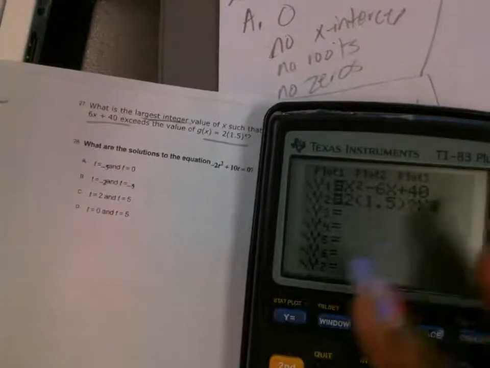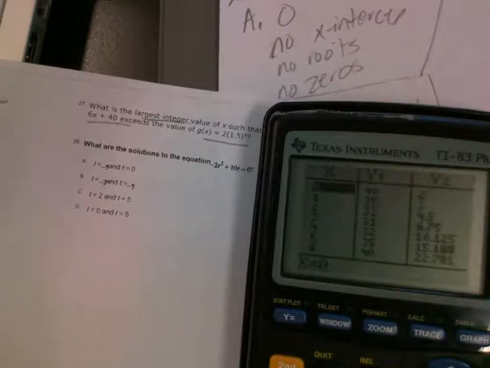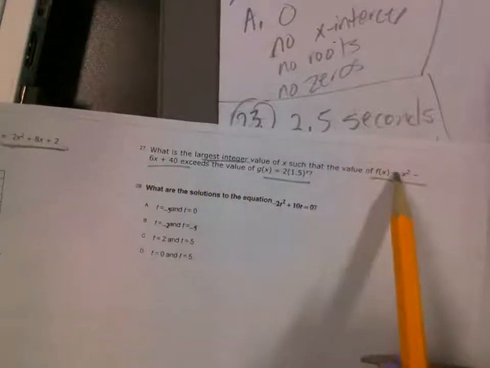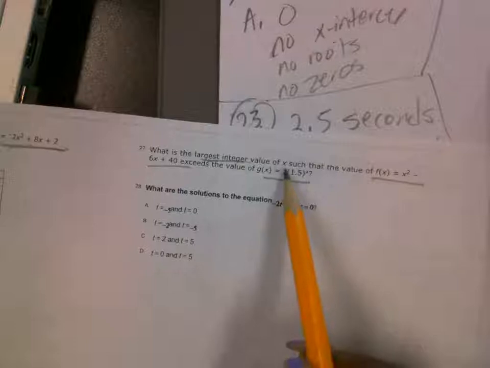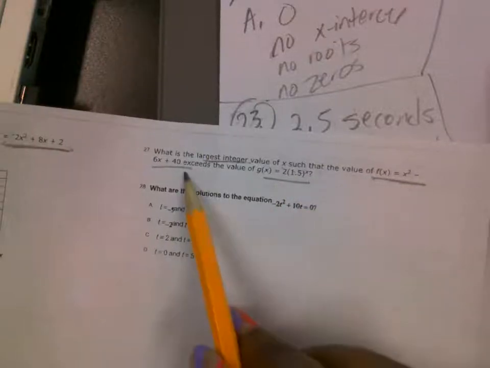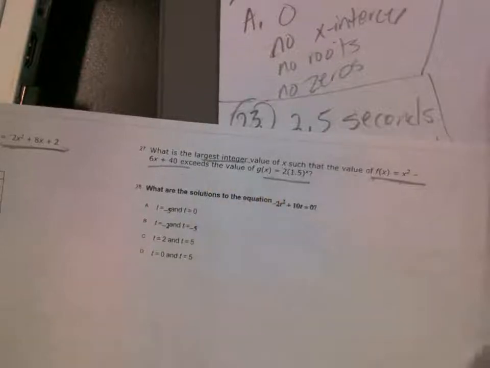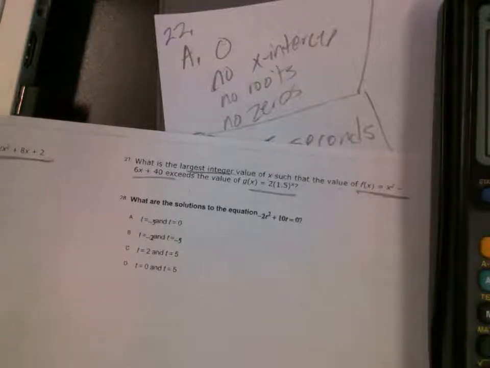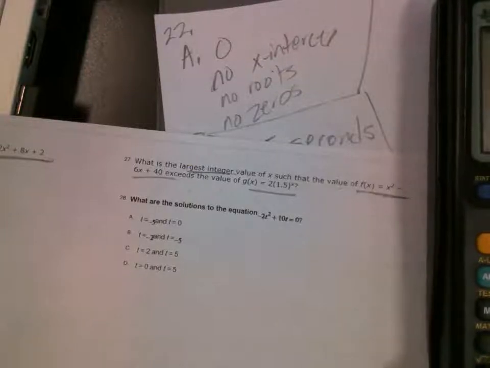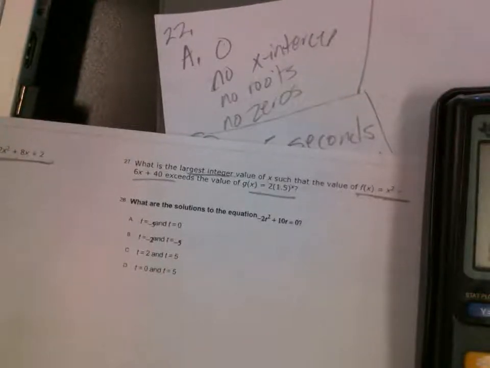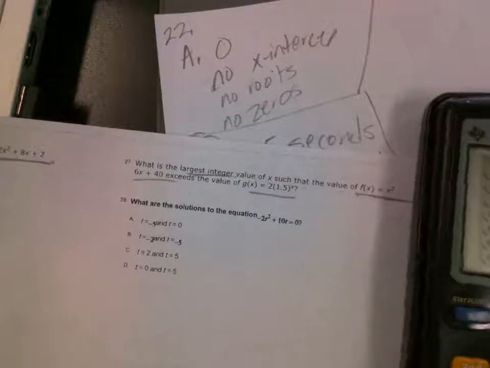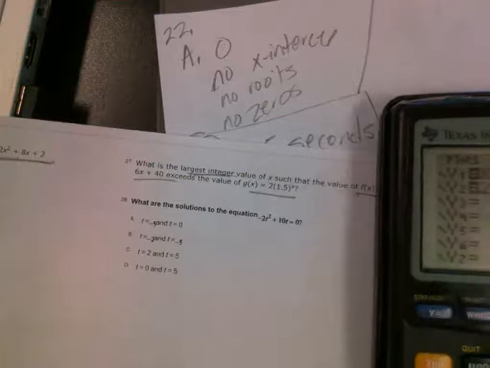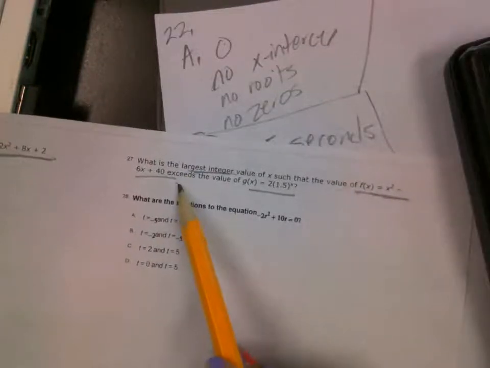So let's look at the table. That's second graph. And we're looking at the table to see when the value of the first equation we typed in exceeds, or is greater than, the second. The largest integer. And you want to know exceeds the value.